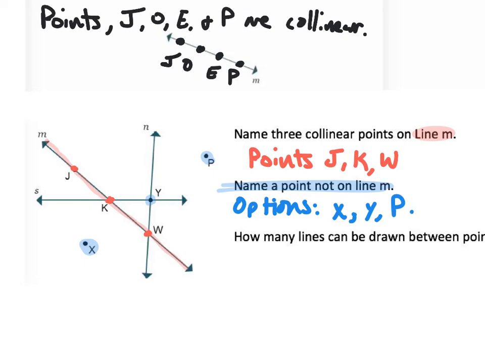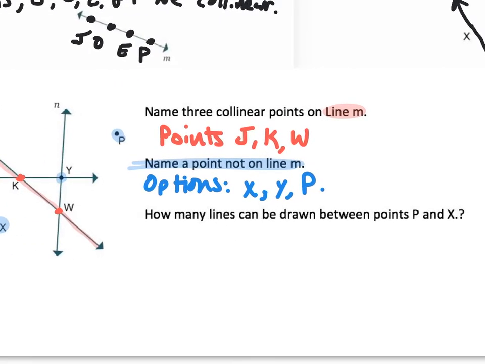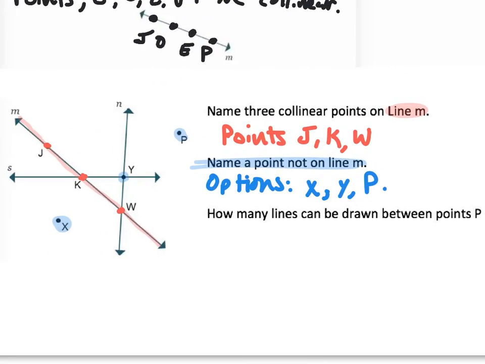And then it says how many lines can be drawn between points P and X. So if I were to draw a line between P and X, the only thing that I could draw is one line, okay? How many lines can be drawn between 2 points? That's just one line. So pretty simple, nothing too terrible, all right? But let's go ahead and move on to the next page.